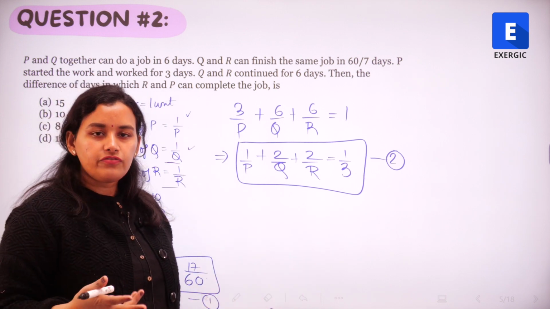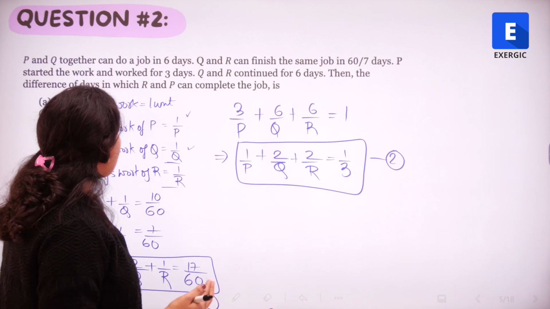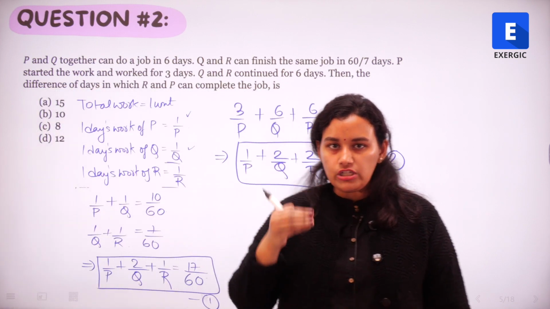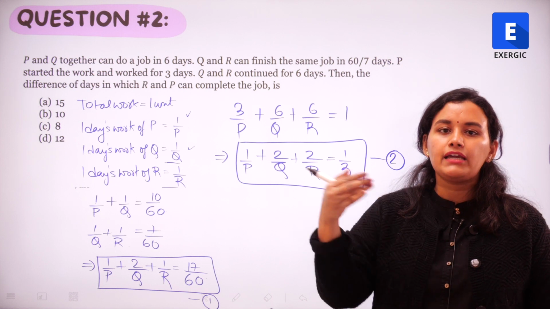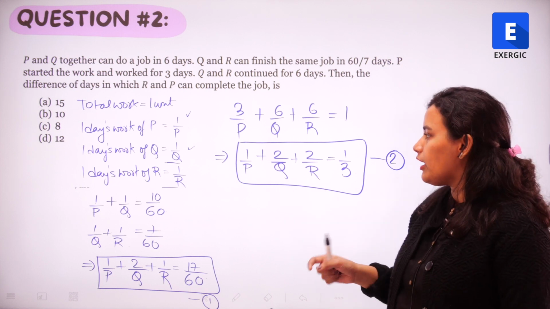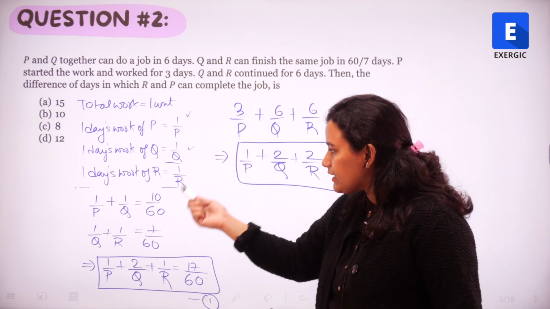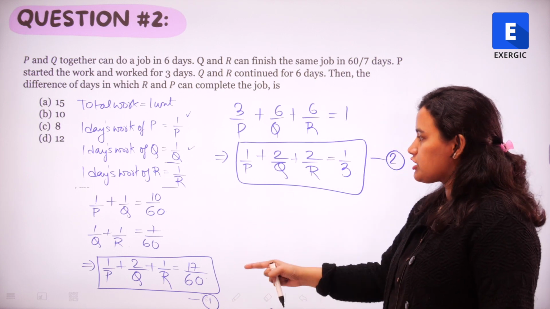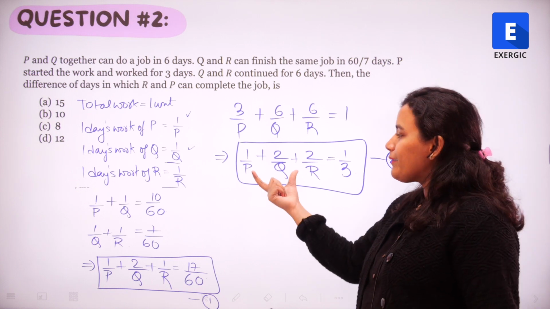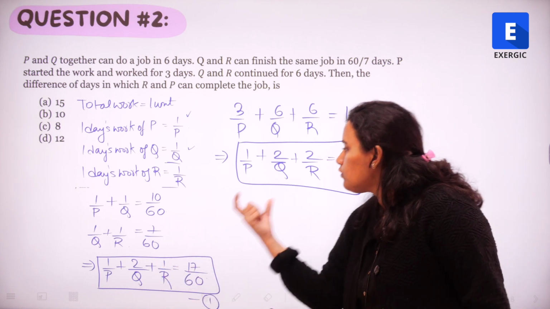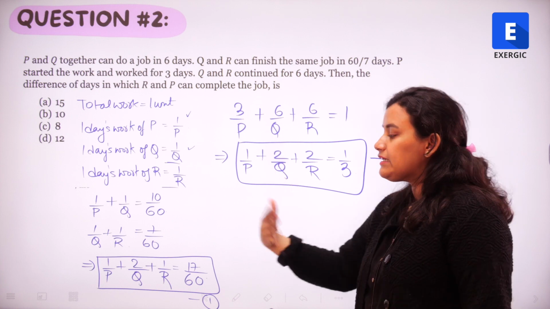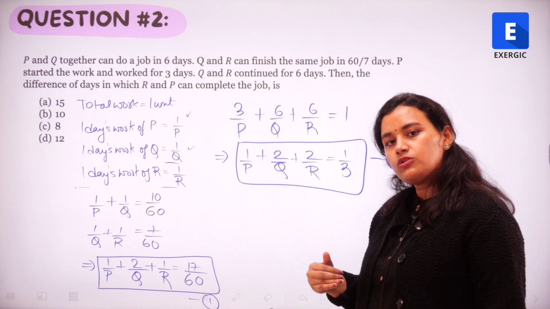Now what do I want to find out in this question? I want to find out the difference between R and P. So I want to find out individually how much time P, Q and R will take to do the complete work. So I want to find what this P, Q and R are, right? So if you look at these two relations, which term is common? 1 by P plus 2 by Q is common in both of the relations.